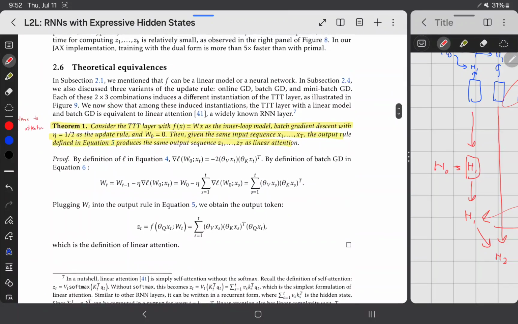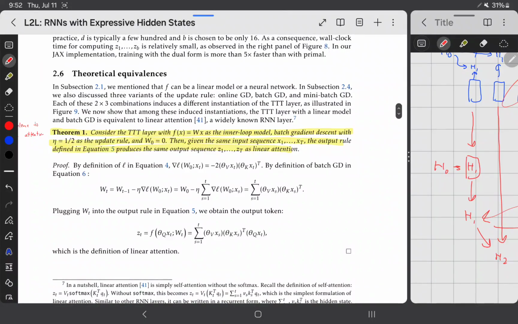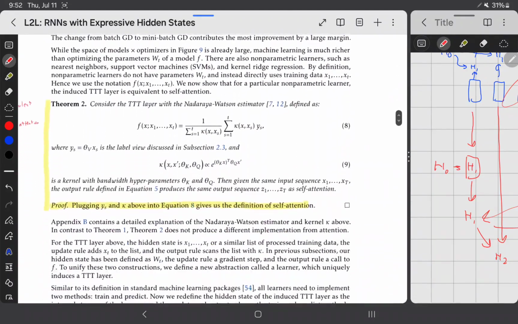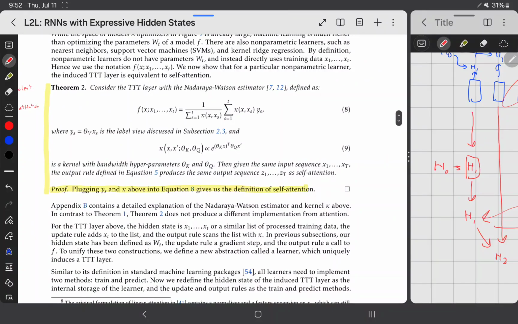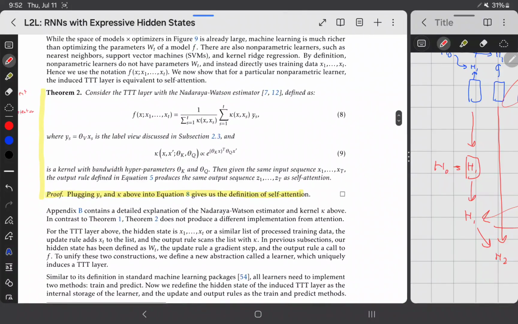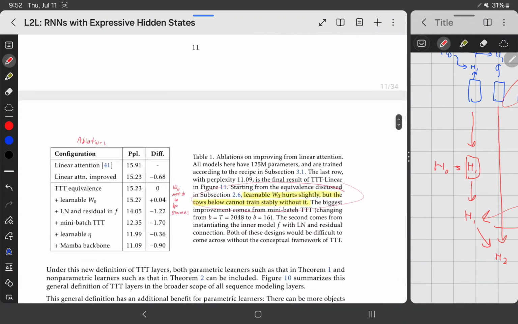Theoretical equivalences. They basically show that this is equivalent to linear attention, and they show down here that it's actually equivalent to self-attention, which is kind of cool. So if you're curious, go ahead and look at the proofs over here. I think they have it in the appendix as well, but it's kind of interesting that these are equivalent.